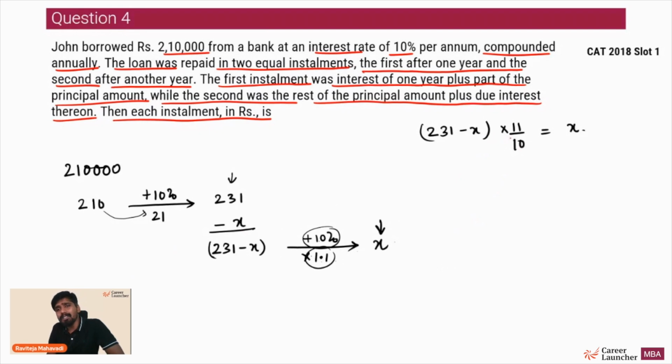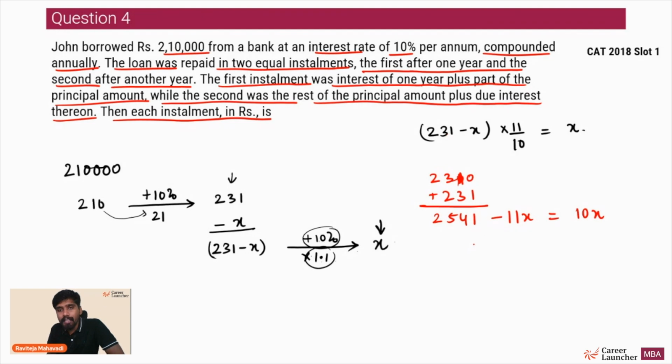I'll rather do an 11 by 10 over here. So what I'll get is 231 into 11, which is 2310 plus 231, which is equal to 2541. 2541 minus 11x should be equal to 10x.